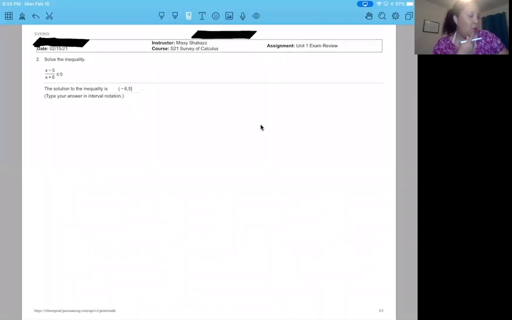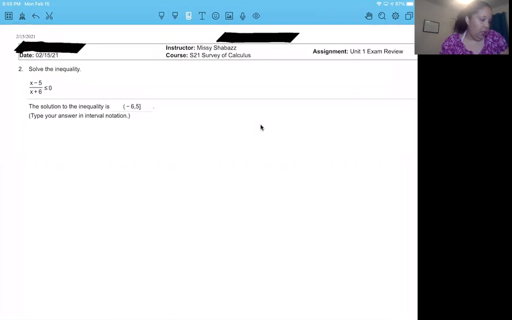All right, so I'm going to review some of the questions that are on the unit review. A lot of these people asked, some of them people didn't. I'm trying to get to most of them. And so I'm going to start here with number 2. It says solve the inequality (x - 5)/(x + 6) ≤ 0.